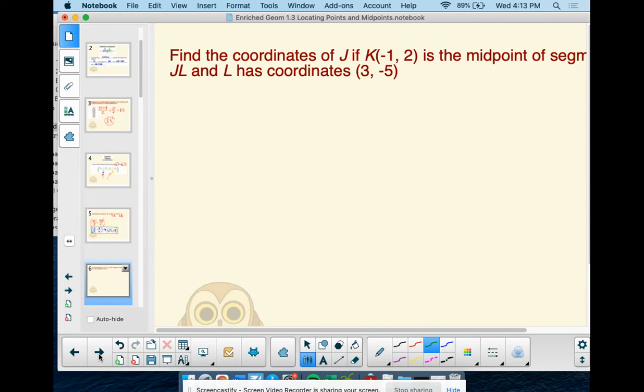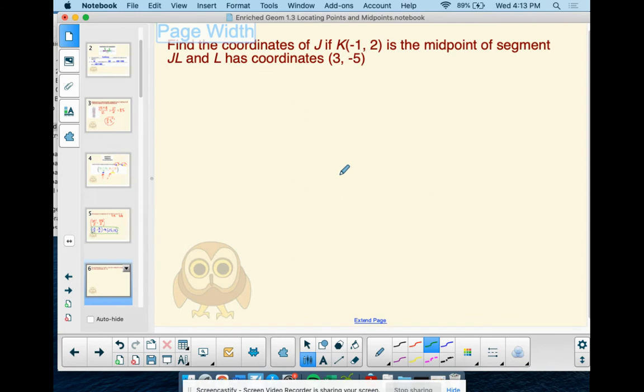Okay, this next one is a little goofier. It says find the coordinates of J if K is the midpoint of the segment JL. Okay, let's back up, I read that funny. We're looking for the coordinates of J if K is the midpoint of the segment JL and L has the coordinates of this. So this time we're looking for one of our endpoints. We have both a midpoint and an endpoint, and we're looking for the missing endpoint.